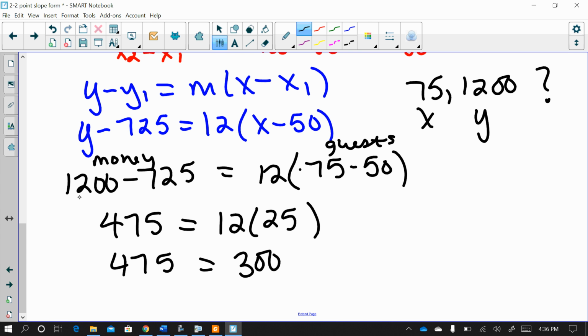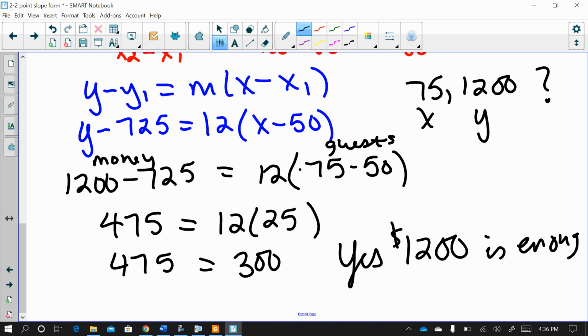Because is $1,200 enough for 75 guests? Well, 75 guests is going to cost me less, so I still have a little bit of leeway. So yes, $1,200 is enough for 75 guests. I want more money than the people.